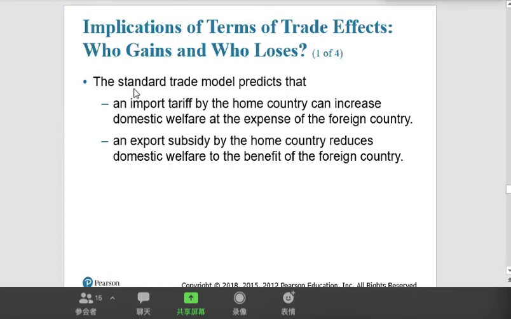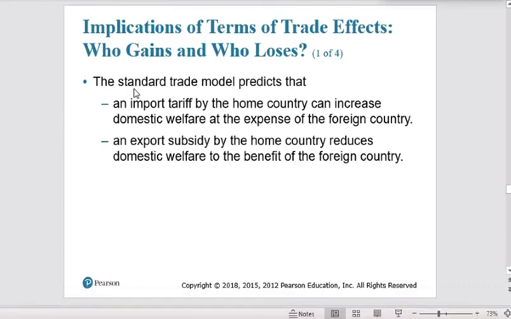The standard trade model predicts that an import tariff by the home country can increase domestic welfare at the expense of the foreign country. An export subsidy by the home country reduces domestic welfare to the benefit of the foreign country. And this is only true for large countries. All our examples here and our setup are for the case where the home country is a big country, a large country. And this is not true for small countries. For small countries it is always better to have no tariff, nothing, right?